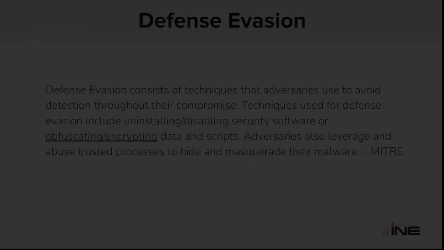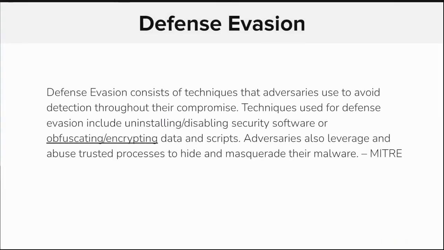So before we actually get started, let's get an understanding of defense evasion as a topic, right? This definition I actually pulled from the MITRE website, and the reason I did that is because it perfectly encapsulates the complexity of this topic. So defense evasion consists of techniques that adversaries use to avoid detection throughout their compromise. Techniques used for defense evasion include uninstalling or disabling the security software or the antivirus, or obfuscating or encrypting data and scripts. Adversaries also leverage and abuse trusted processes to hide and masquerade their malware. Now, the area that we're focusing on here is obfuscation and encryption, right?